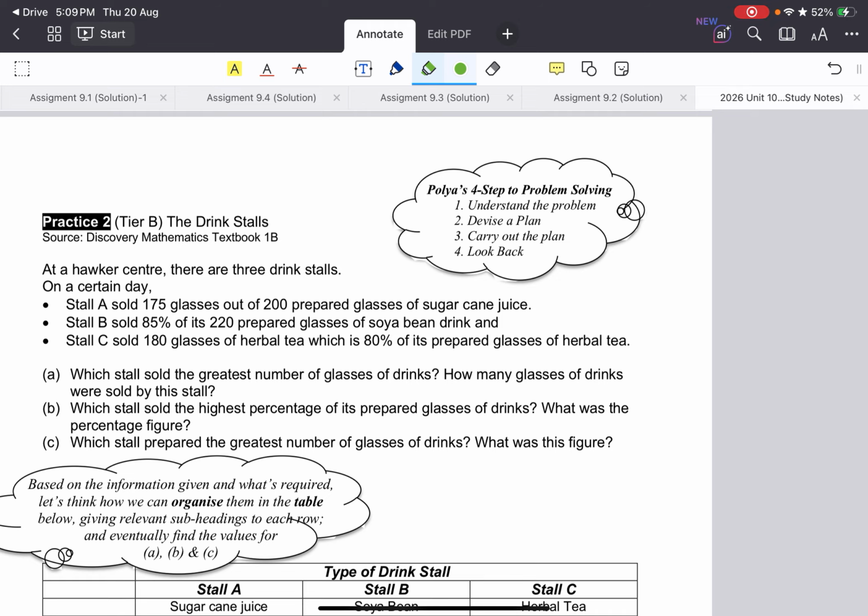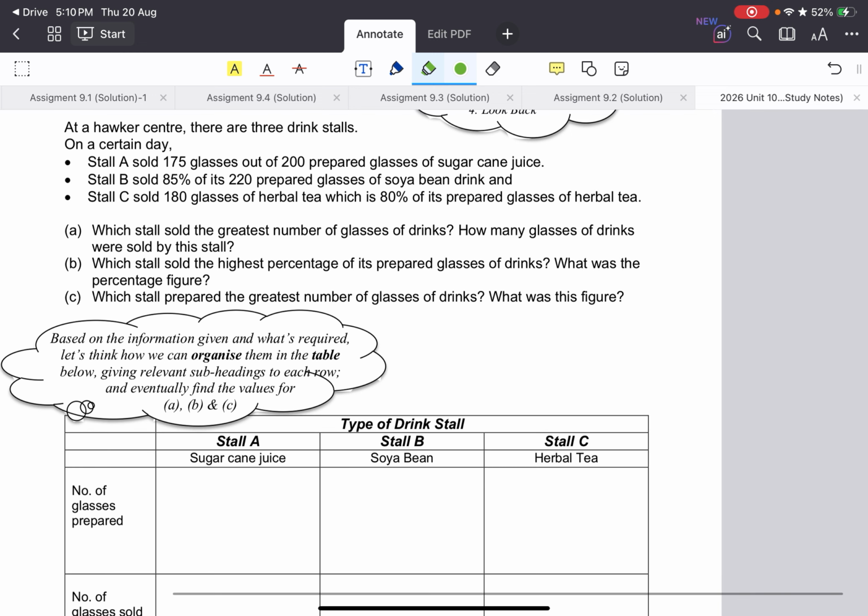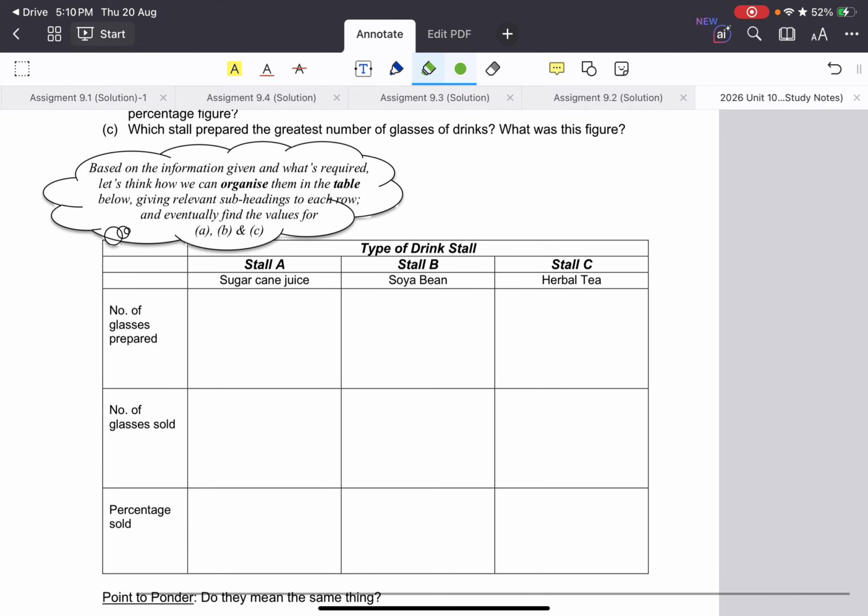At the hawker center, there are 3 drink stalls. Store A, and so on. You can pause and read the question first. We're going to try to use Polya's 4-step to unpack this question, because there is lots of data. When you are given a lot of data, it's useful to organize the data in table form. I've already organized it in table form.